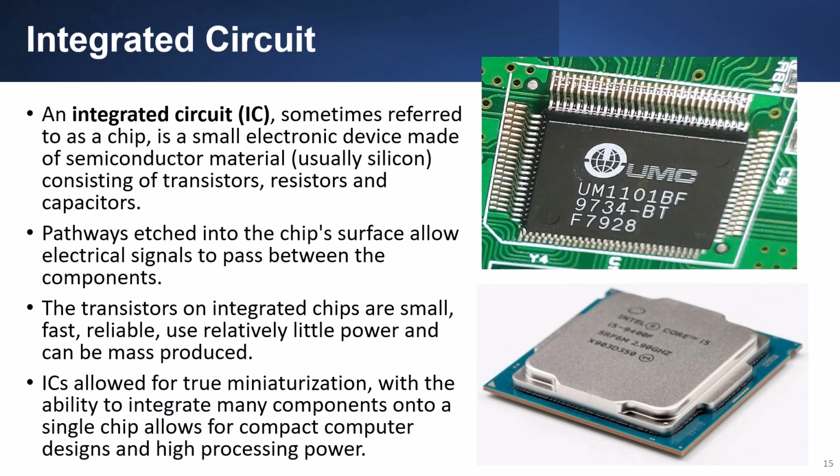An integrated circuit, or IC, sometimes referred to as a chip, is a small electronic device made of semiconductor material, usually silicon, consisting of transistors, resistors, and capacitors. Pathways etched into the chip's surface allow electrical signals to pass between the components.